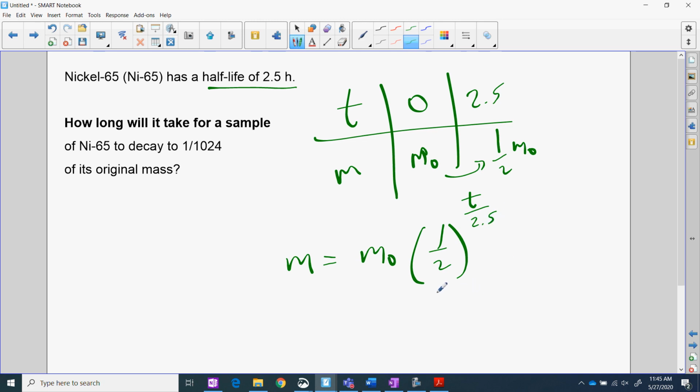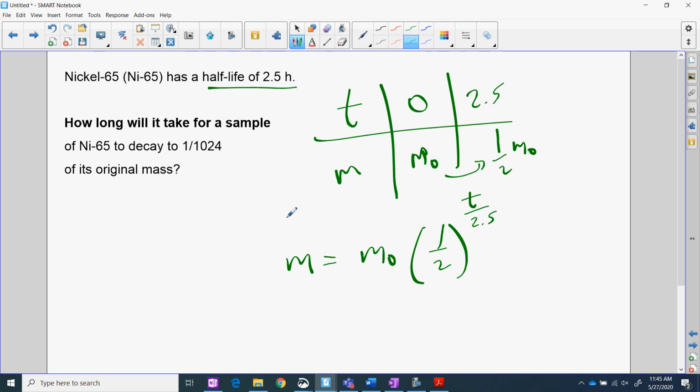Now, our goal this time is to figure out how long it takes for an original sample, this amount, to decay so that there's this much left of the original mass. Now you've got to watch the way these are worded. Sometimes it'll say how long will it take for this much to decay. Sometimes it will say how long it will take for this fraction to remain. Or sometimes it'll give you a percentage here.